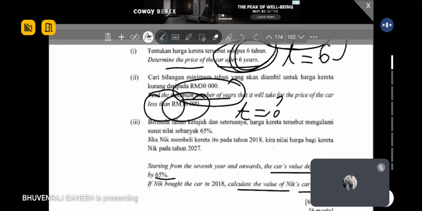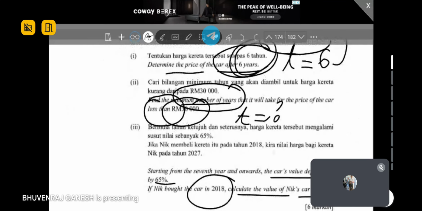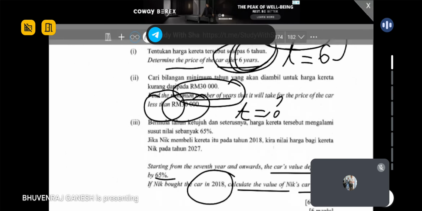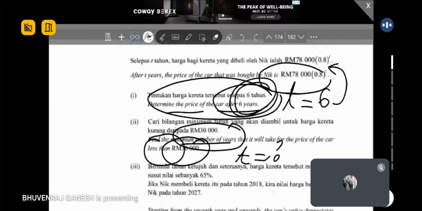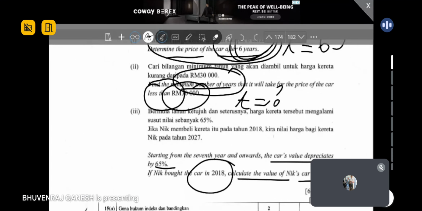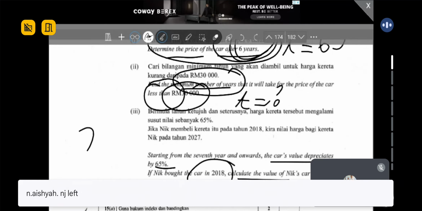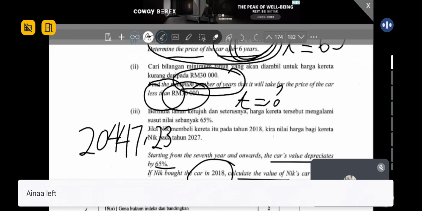Nampak situasi soalan. So over here, he buys the car in 2018. Am I right? So I assume this is the one after 6 years. Saya anggap dia adalah selepas 6 tahun. So your starting price actually must be your answer in part A1. Kamu kena mula dengan jawapan tadi. Just now you get this answer, right guys? A1. So this is your starting value now. Kamu kena mula dengan nilai ni.